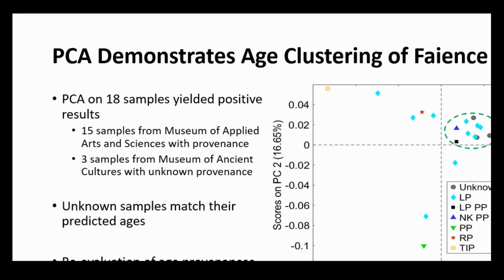However, we do see that the late period artefacts do seem to cluster together in this positive PC2 and positive PC1. We also see some of the quite broad samples seem to cluster up there as well. So perhaps we can reevaluate their ages and say, well, you might say it's New Kingdom to Ptolemaic, but perhaps it's more late period, which is in the middle of those two time periods.